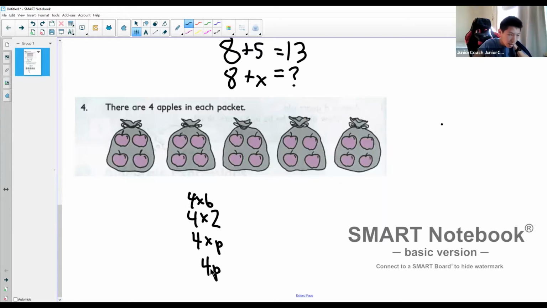Whenever you see a number next to a letter, the number is multiplying the letter, okay? The number is called the coefficient. You don't really need to know that, but do understand that whenever you see a letter next to a number, it basically means that they're being multiplied together.